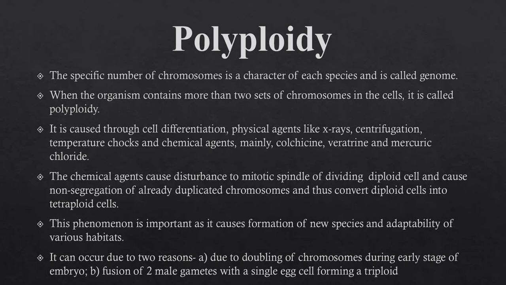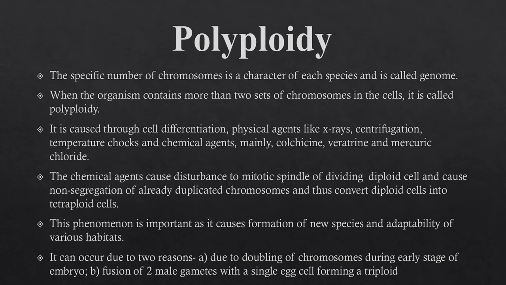What these chemical agents do is they disturb the mitotic spindle of the dividing cells, and when the cells divide they form four chromatids which join together to form two pairs of chromosomes. These chemical agents do not let the chromatids segregate and cause the non-segregation of the duplicated chromosomes. Hence, they convert the diploid cells into tetraploid cells, which means they convert the cells from two pairs of chromosomes to cells which contain four pairs of chromosomes.